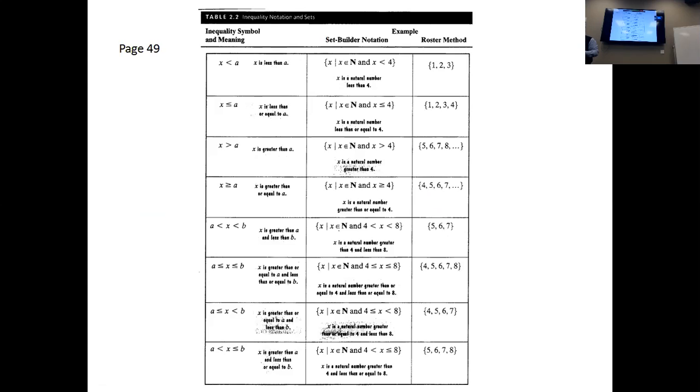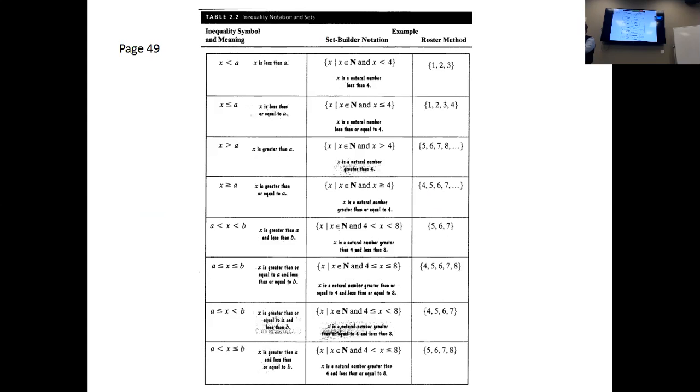The fifth one: all numbers between a and b. Here we are setting the boundaries. The set builder notation is all x, where x is a natural number and it's greater than 4 and less than 8. Greater than 4, it goes 5, 6, 7, but it has to be less than 8, so it cannot go more than 7. If you put an equal sign, it will include 4 and 8. All right?